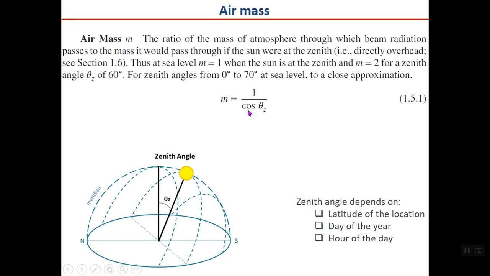If you want to calculate the value, you can use simply equation 151, which is 1 over cosine of theta z. And you may remember that theta z, or zenith angle, depends on the latitude of the location, the day of the year, and the hour of the day.